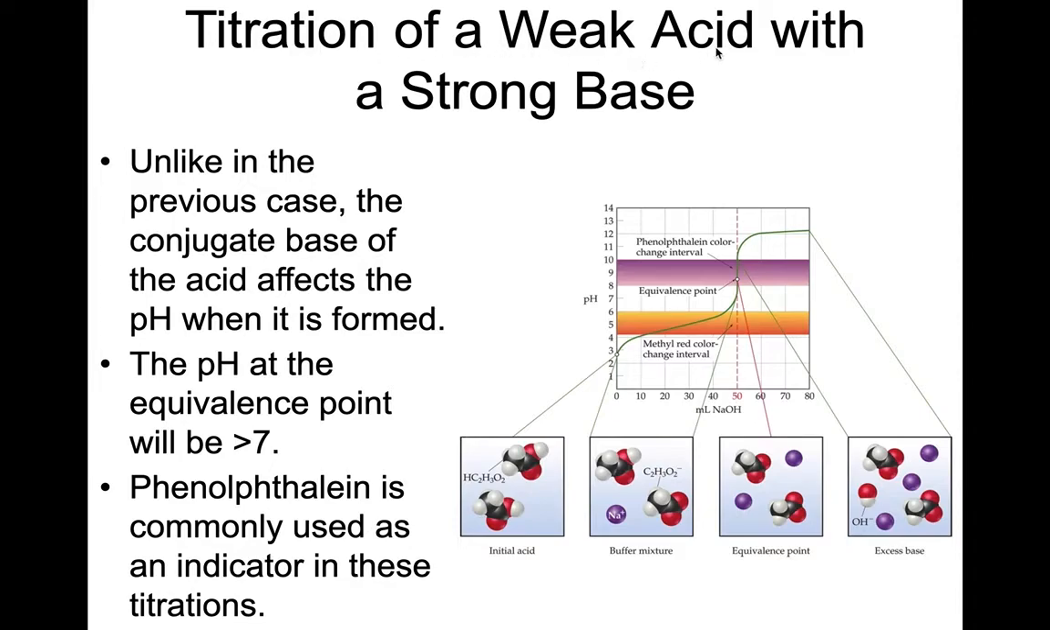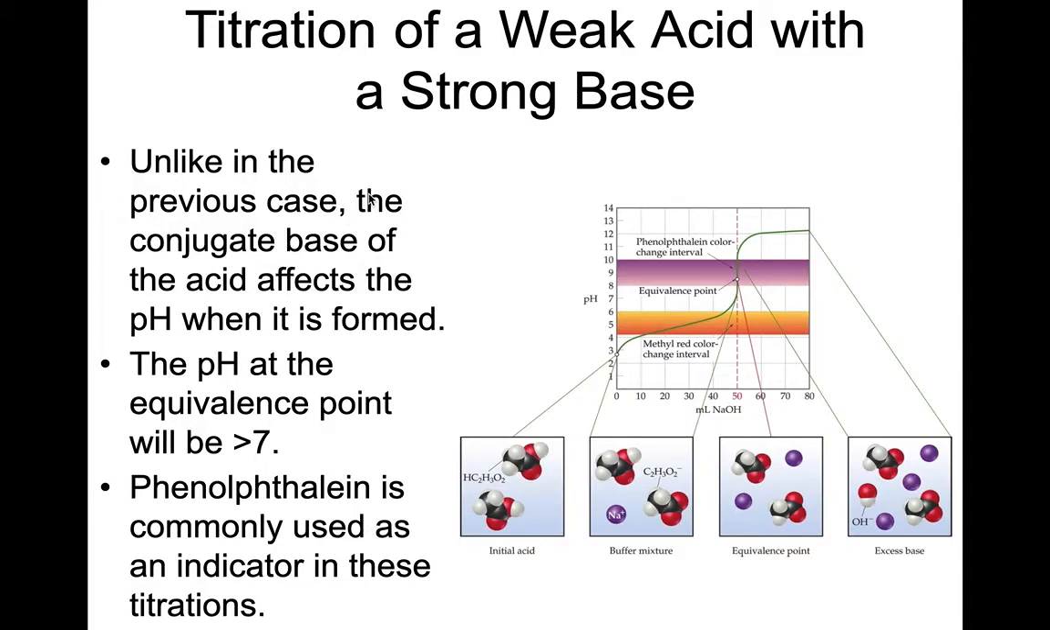If we titrate a weak acid with a strong base, we can look at that graph as well. So now we have a weak acid in our beaker, we're adding a strong base. Now, unlike in the previous case where we had a strong acid, the conjugate base of the acid is going to affect the pH as it forms.